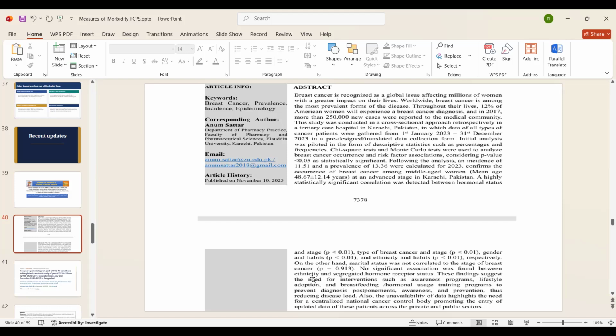These findings suggest the need for interventions such as awareness programs, lifestyle adaptation, and breastfeeding and hormonal usage training programs to prevent diagnosis, postpartum awareness and prevention, thus reducing the disease load. Also, unavailability of data highlighted the need for a centralized national cancer control body, promotion and the entry of updated data of those patients across the private and the public sectors.